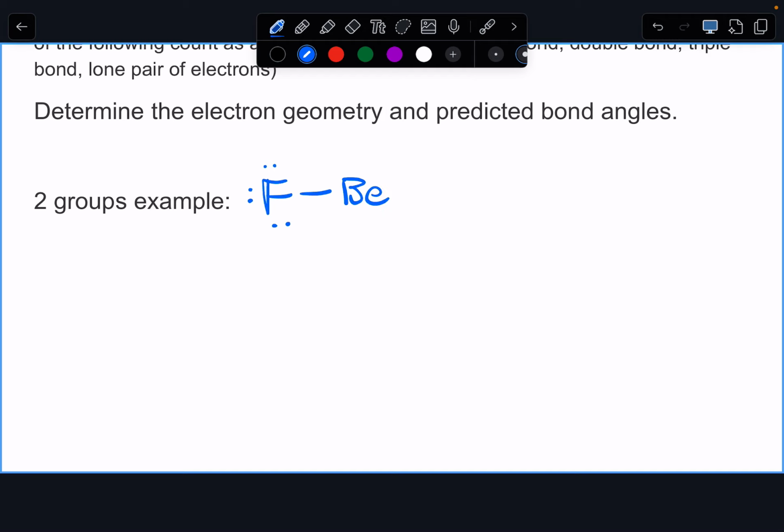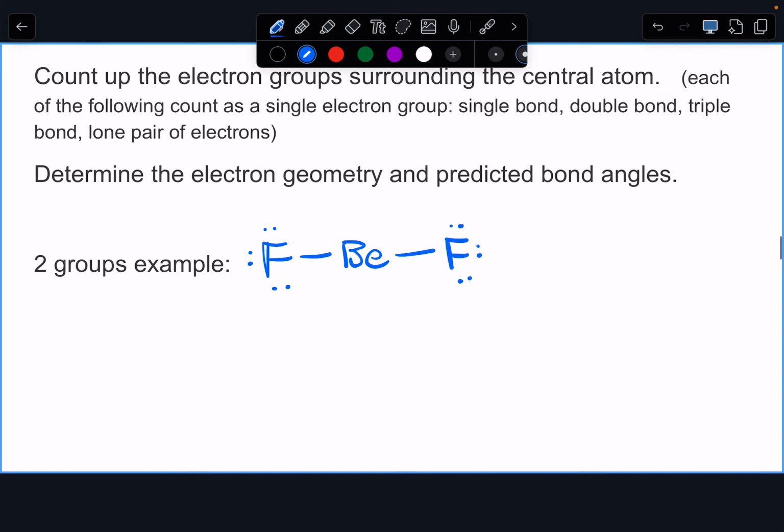That have 2 groups surrounding the central atom. So there's one, and CO2, there's another one. Okay, so we're starting with a good, accurate Lewis structure.